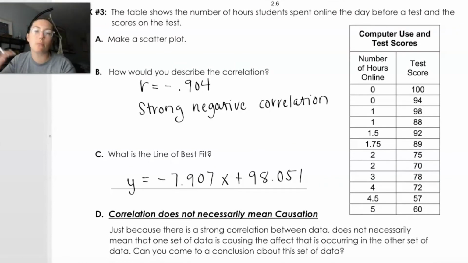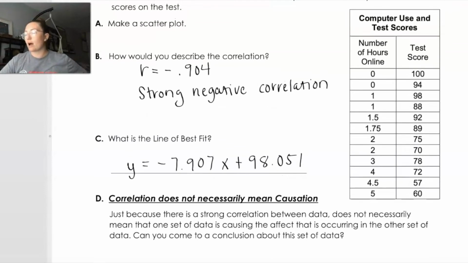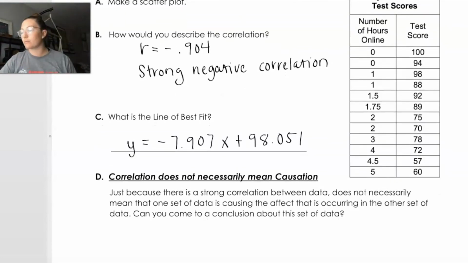So what we were comparing was the number of hours spent online and then test scores. And this wants to say correlation does not necessarily mean causation. So what does that mean? So correlation does not mean causation. Just because there's a strong correlation between this data set, it doesn't mean that, well, just because this kid spent 5 hours online, he scored the lowest because he spent all his time online. So we can't say that these have a direct influence on each other. Okay, so correlation does not mean causation.